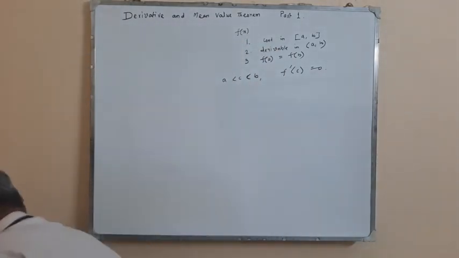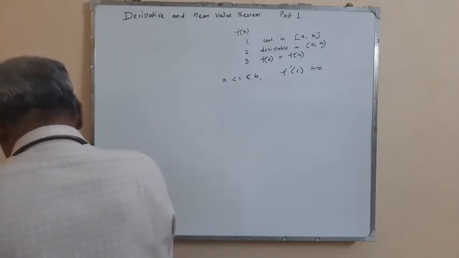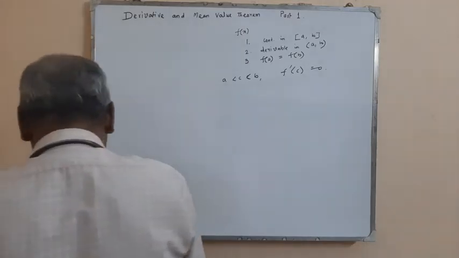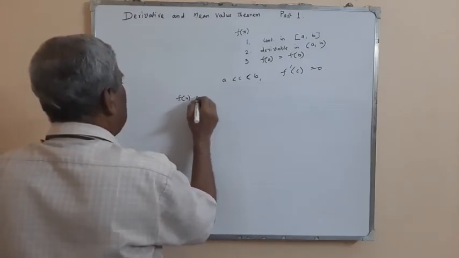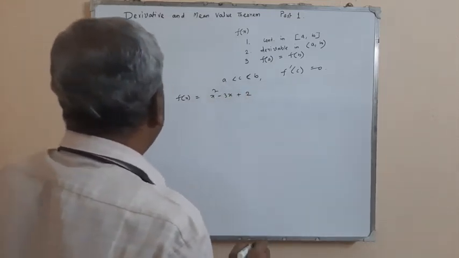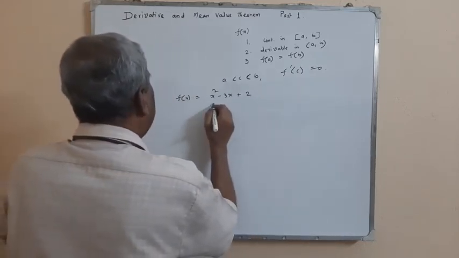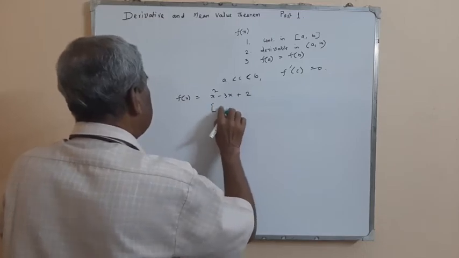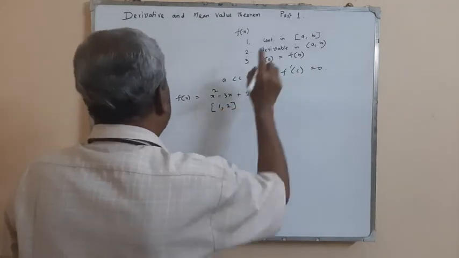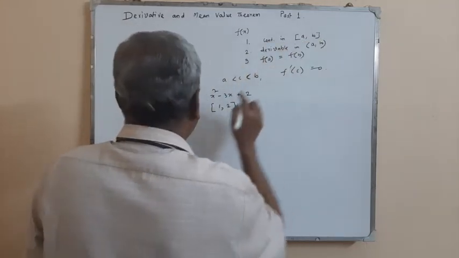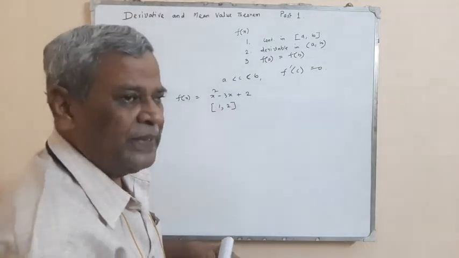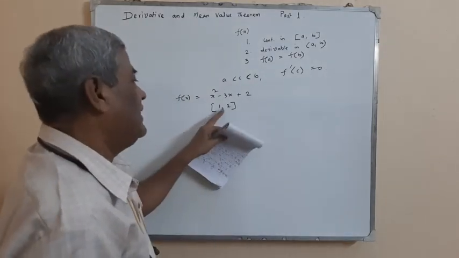Next, suppose f x is equal to x square minus 3x plus 2, and interval AB is 1 to 2. Then the function is continuous in the closed interval 1 to 2. Continuous because it is an algebraic function having no denominator, so it is continuous everywhere. In that interval, it is continuous.